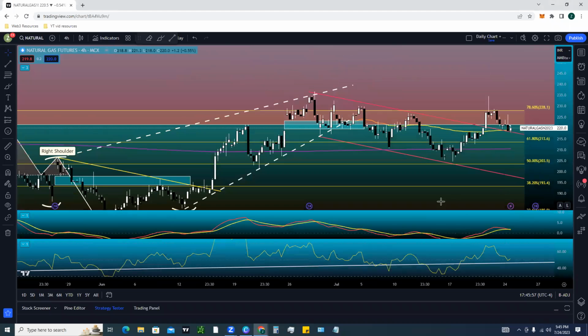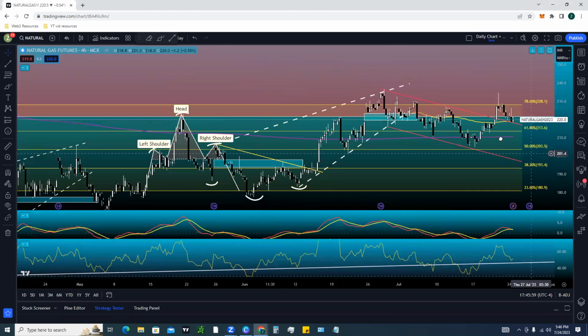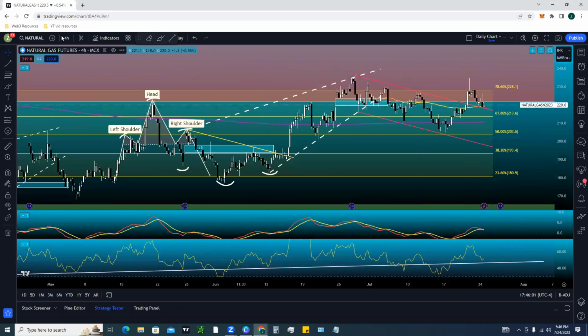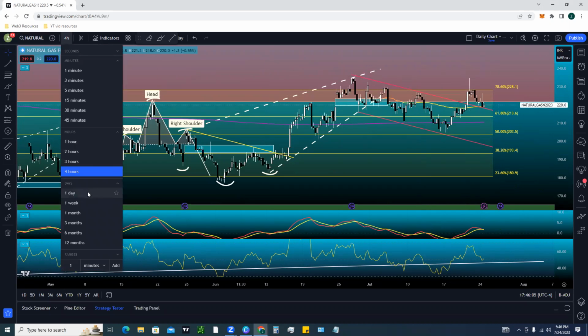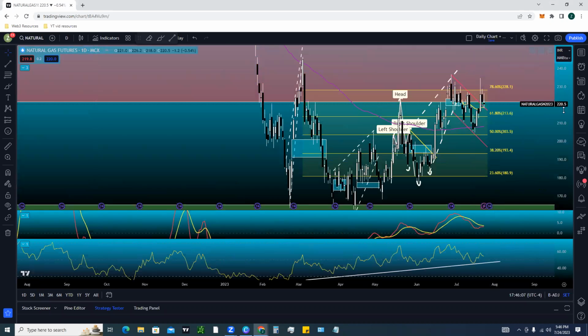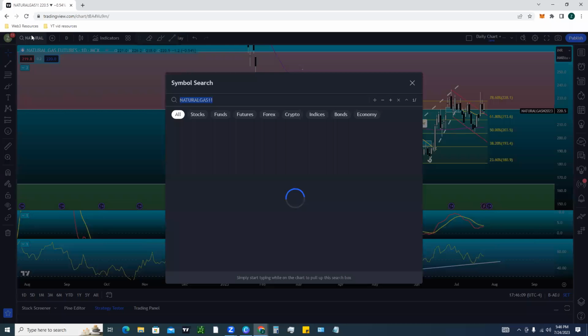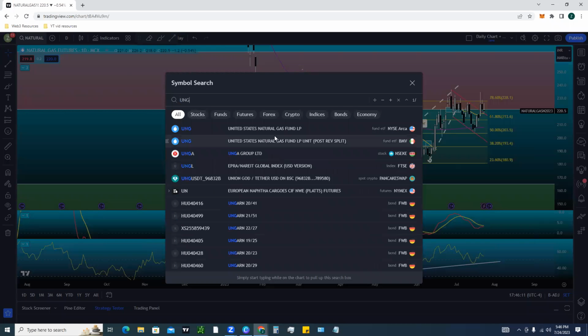So definitely keep that in mind. That's something that you guys want to be aware of, and you definitely want to be tracking the futures if you're trying to trade things like BOIL, KOLD, or UNG. Now, speaking of UNG, let's go ahead and take a look at UNG, and we'll break down that chart for you guys.